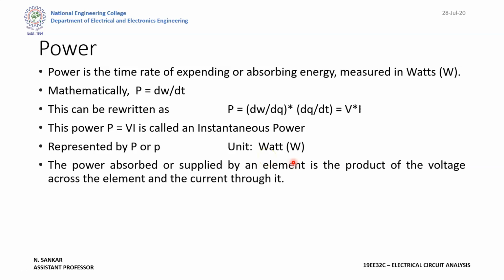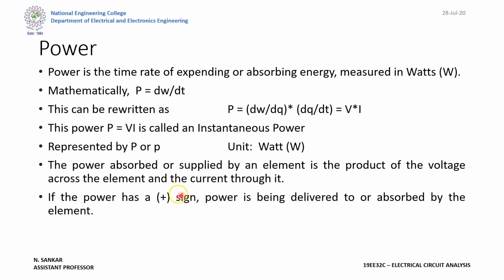Here we have two things: either power can be absorbed or power can be supplied. How can you find whether the power is absorbed or supplied? Power absorbed means we are getting power from someone. Power supplied means we are giving power to some element. How can we measure whether the power is absorbed or supplied? That is mainly with the sign.